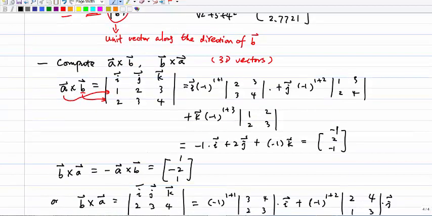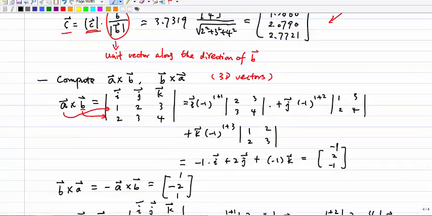Okay? Then just clean up a little bit. So I have -1 times I plus 2 times J plus -1 times K. Okay? That's what we have. So you can also write this as a vector. Okay? Vector means whatever comes in front of the I will be the first entry. What comes in front of the J will be the second entry. Whatever comes in front of the K will be the last entry. So I have a vector -1, 2, -1. Okay, this is how to compute the cross product.